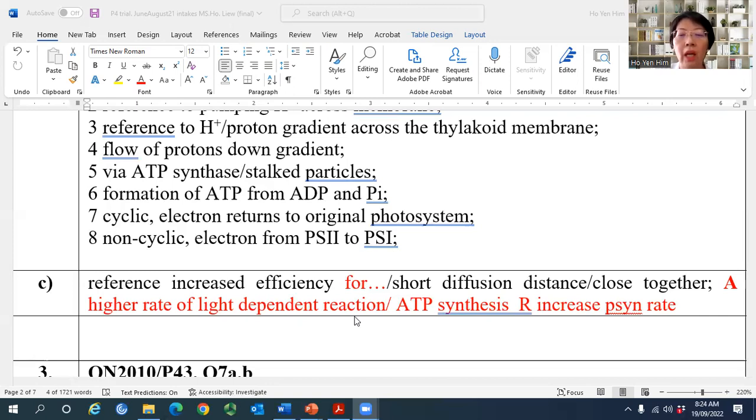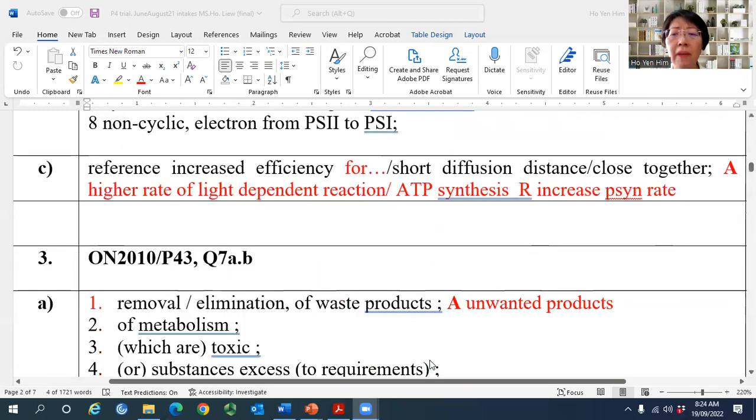Okay. I also give mark for efficiency in ATP synthesis, because you can see that ATP cannot be synthesized if there's no light being absorbed and there's no ETC. So I will also accept ATP synthesis, even though I do not like this answer because it's not really complete. The complete answer is higher rate of light dependent reaction. Okay.